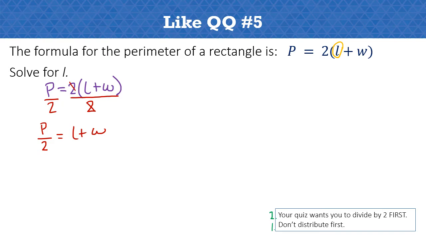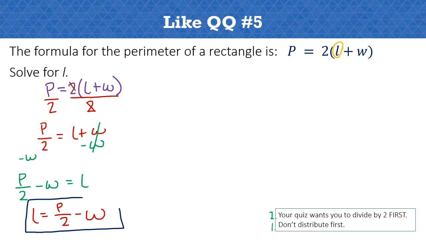We need to get the L by itself, so since we're adding W to it, let's subtract W from both sides. So we have P divided by 2 minus W is equal to L, or if we rearrange it, L is equal to P divided by 2 minus W. Okay, so that's if we did not distribute first. Let's see what happens if we distribute first.